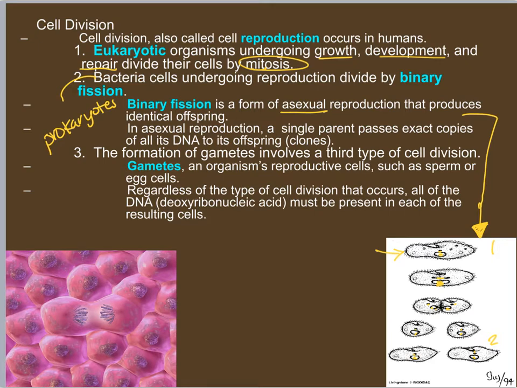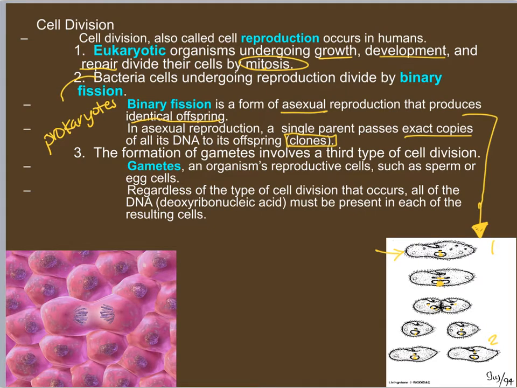It's very simple because bacteria, all they have inside of them is DNA, ribosomes, and cytoplasm. So they just double their DNA pretty much and then split in two. So it's much faster than mitosis. Anyway, it's one parent. So one parent passes the exact copy of its DNA to its offspring. So this does produce clones. Any type of asexual reproduction is going to produce identical offspring, which is in fact a clone.